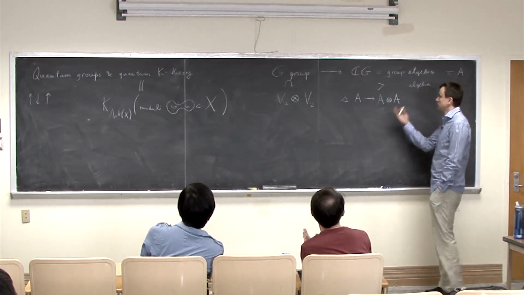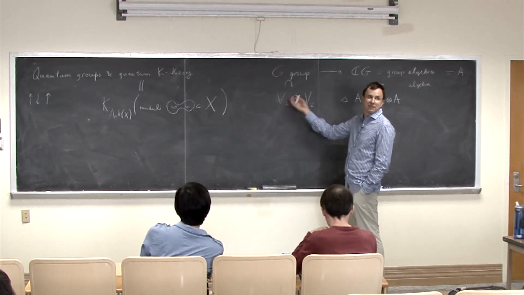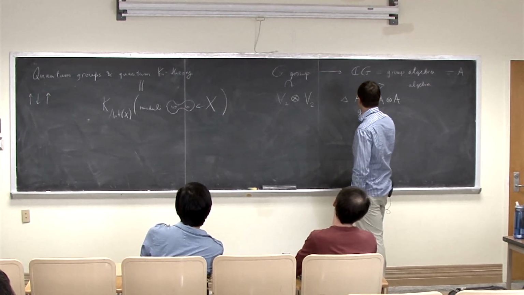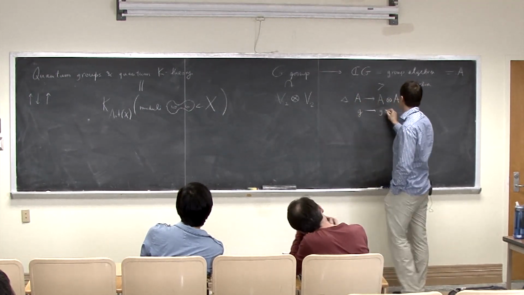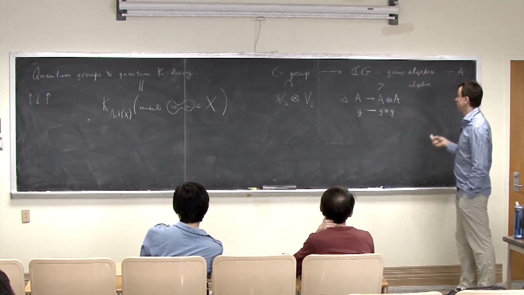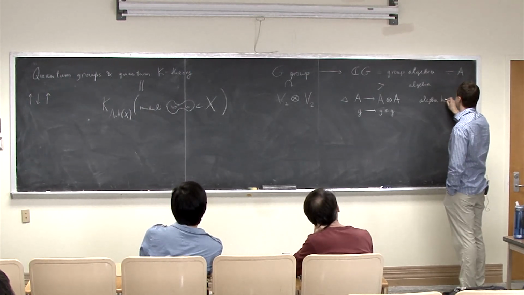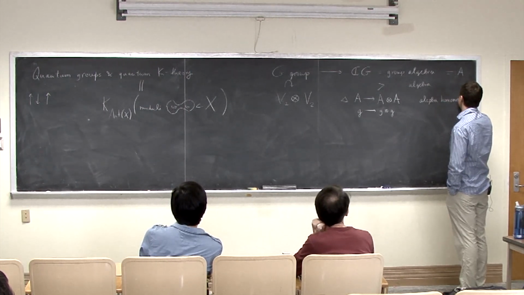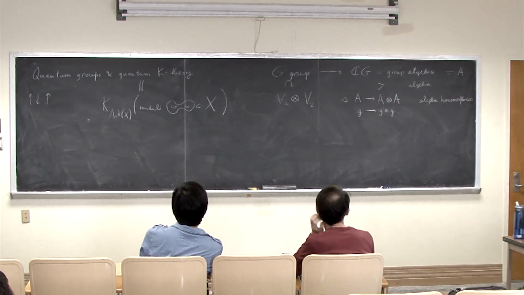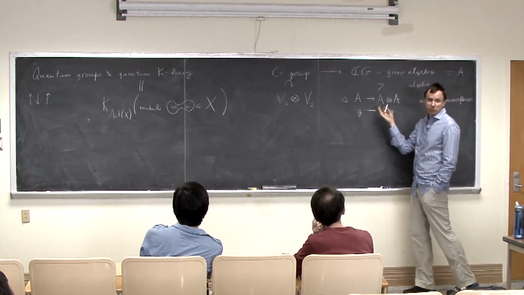Which a general algebra doesn't possess, but a group algebra does. Because how does a group act in a tensor product? Well, it acts on each factor. So it means an element G goes to G tensor G and then extended linearly to the group algebra. And it's an algebra homomorphism. An algebra with such a structure is called a bialgebra.